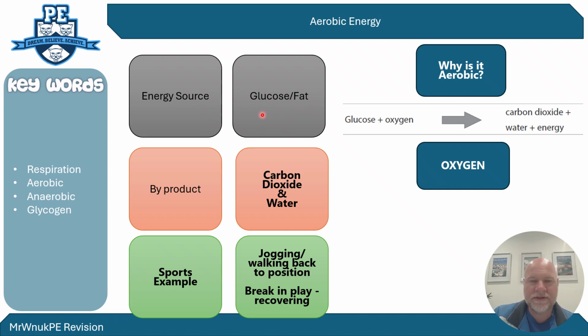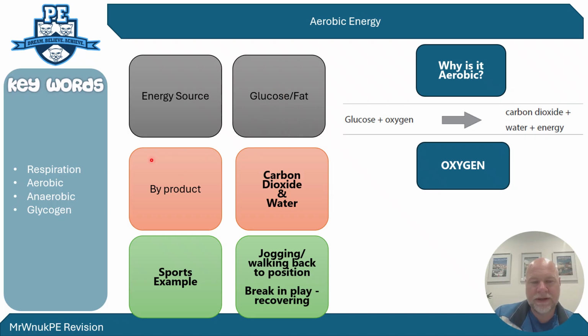Now, if this exam question does come up for both of them, you can't put glucose for both. So in this circumstance, if it's aerobic, you can talk about fat as being one of the sources of energy for the aerobic system. Glucose is one of the sources, but if it is asking for both, don't put glucose for two of them. Use fat for aerobic if it's asking for both. If it's just asking for one, glucose is fine.